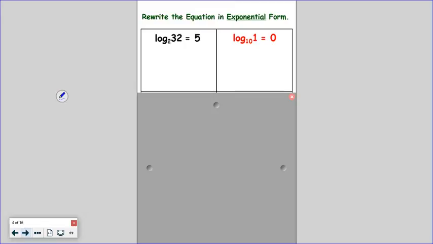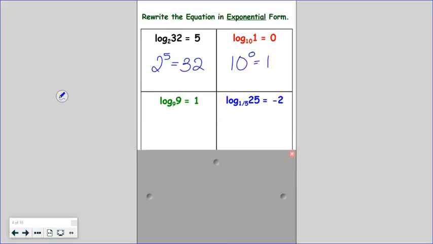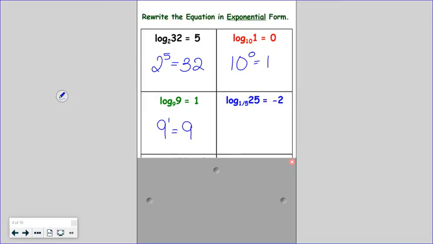Okay, let's start with Kaylin. How about that first one? Log base 2 of 32 equals 5. What would you write that as? Good. How about Alex Downing? Next one, over here. Good. Let's go to our next row here, Dylan. Good. Jared, how about that next one? This second row, second one over.